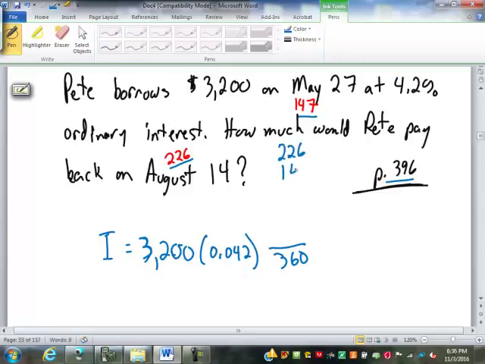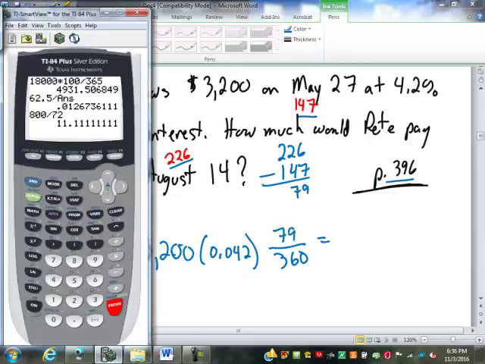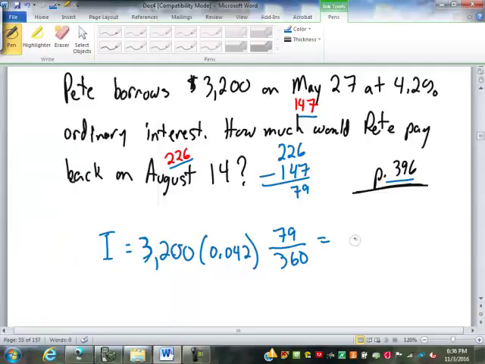226 minus 147. What is it? 79 days. So 79 days goes in here. So then this will be 3,200 times 0.042 times 79 divided by 360. Give us $29.49 of interest. Does that look right?